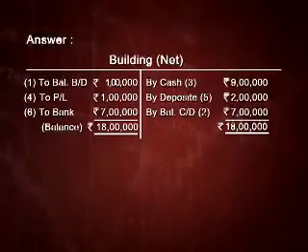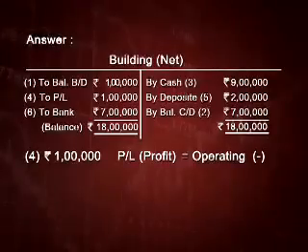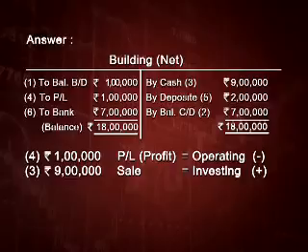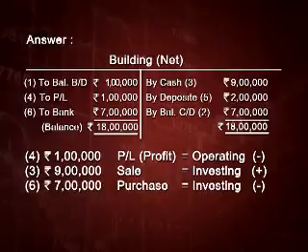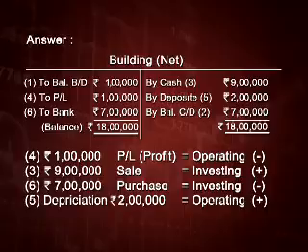Now, what will we do with all these items? Rupees 1 lakh profit will be deducted from operating activity. 9 lakh sale will be shown as addition to the investing activity. 7 lakh purchase will be shown as deduction from investing activity, whereas depreciation of 2 lakh will be added in operating activity. Now, let us start with a question on provision for tax.